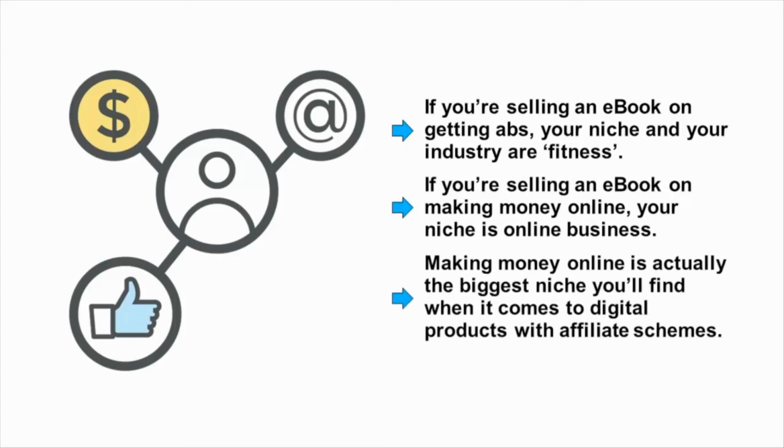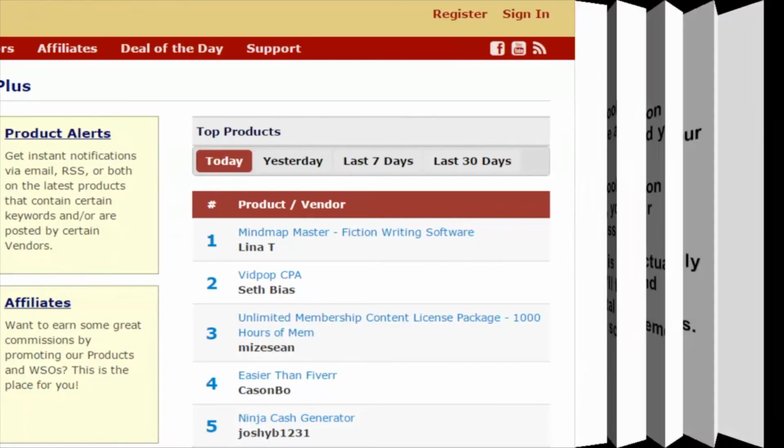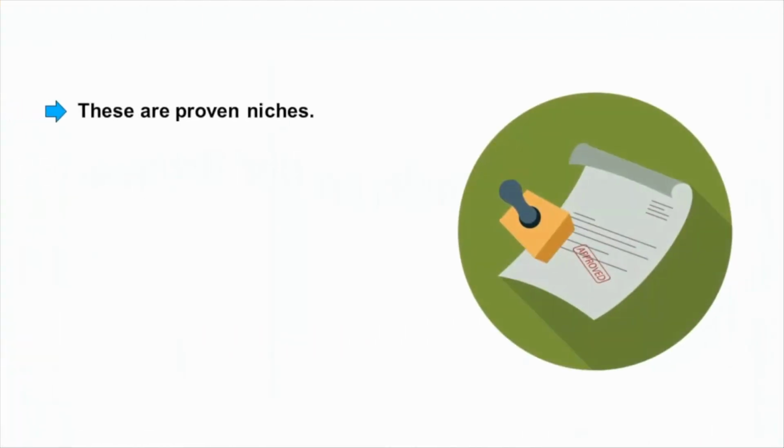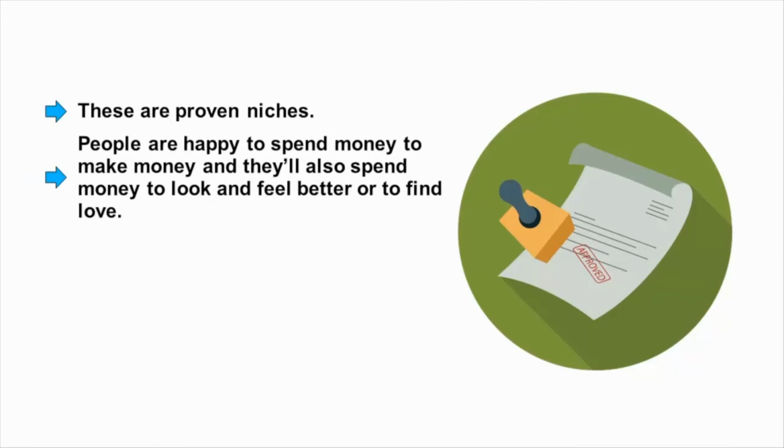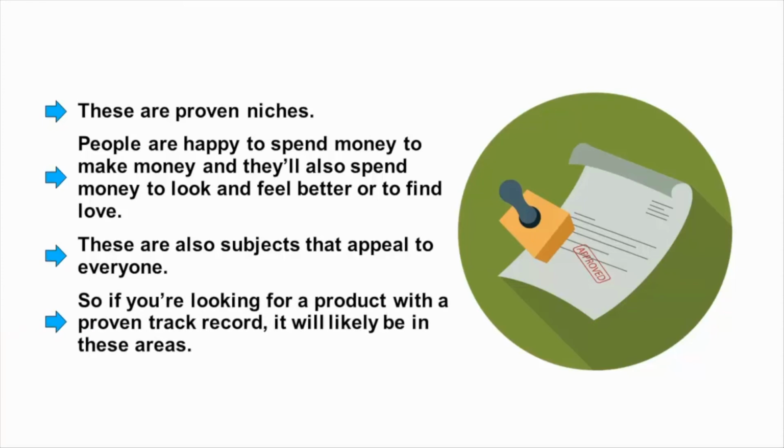Making money online is actually the biggest niche you'll find when it comes to digital products with affiliate schemes. In fact, Warrior Plus is entirely dedicated to digital marketing products. Meanwhile, just behind digital marketing as a popular niche are the fitness and online dating niches. This is a good thing because these are proven niches. People are happy to spend money to make money, and they'll also spend money to look and feel better or to find love. These are also subjects that appeal to everyone, so if you're looking for a product with a proven track record, it will likely be in these areas.